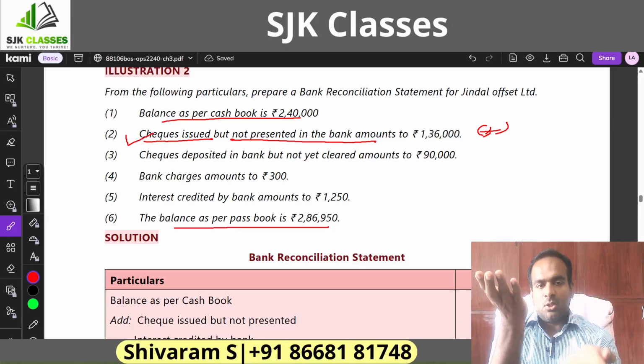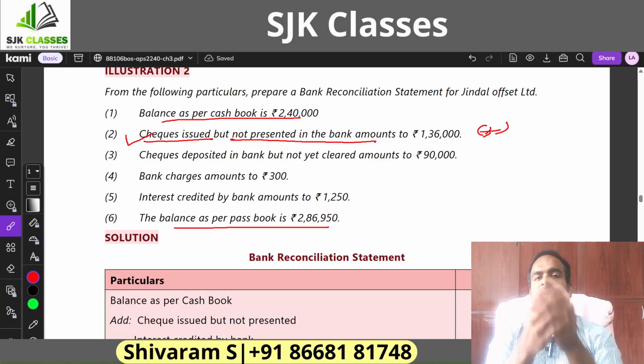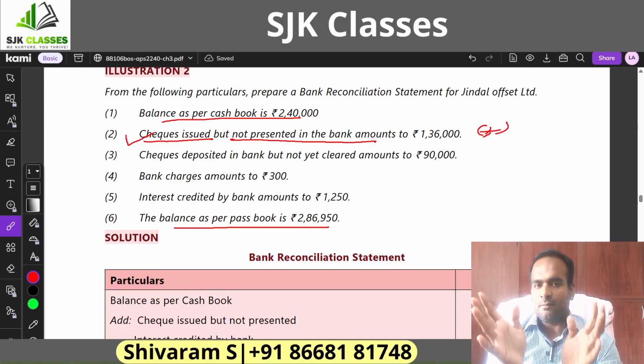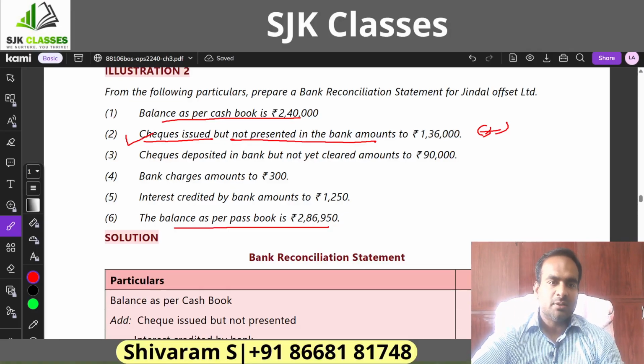The cash book has a lower amount, the passbook stays the same. For matching with the right hand, what should I do? I should plus or minus my left hand only. So for BRS, plus minus your left hand only. To match with the right hand, I have to increase my left hand. It's a case of addition. Done. So let's go for the third point.